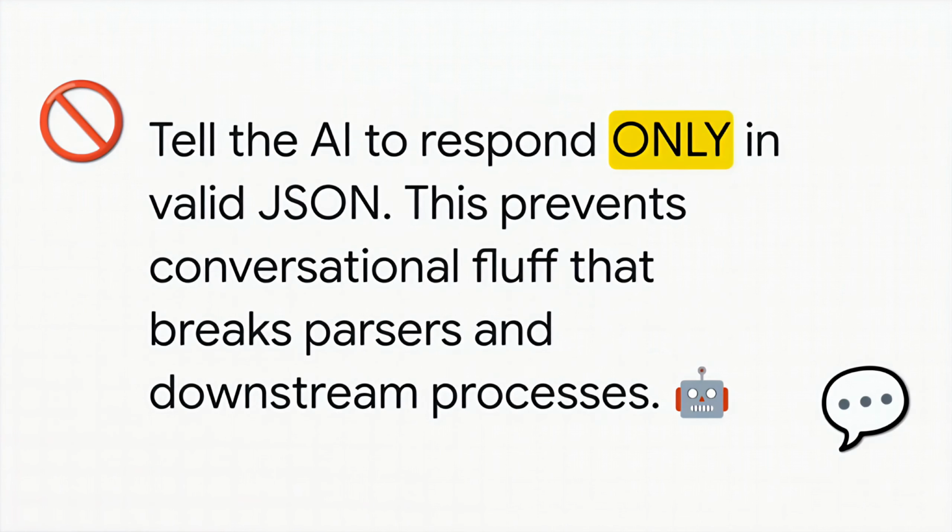Step 2. Now, this one is so important, especially if you're building an application. You have to tell the model to respond only in valid JSON format. This one simple instruction stops the AI from adding all that friendly fluff, "Sure, here's the JSON you asked for." That's the stuff that will absolutely break your code and your automations.